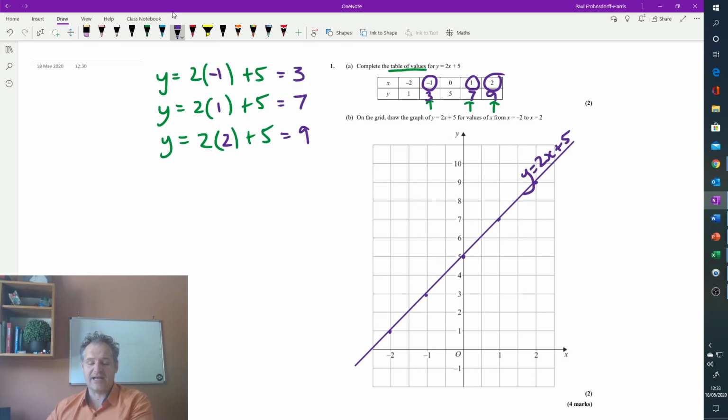That is exactly it, and we get 2 marks. 1 for the correct plots and 1 for the line. If you don't draw the line, you only get 1 point, which is why it's worth 4. So make sure you do it all. That's been a lesson on linear graphs. I hope it's been useful.